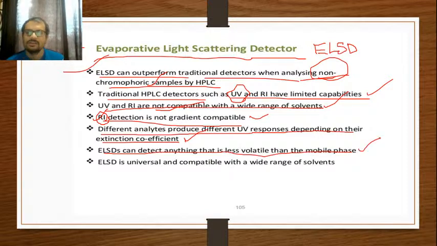This is one of the major advantages. Apart from UV and RI's limited capability in case of a wide range of solvents, gradient compatibility, and non-chromophoric samples, these ELSDs can detect samples which are less volatile than the mobile phase also. Okay, ELSD is universal, first of its kind.